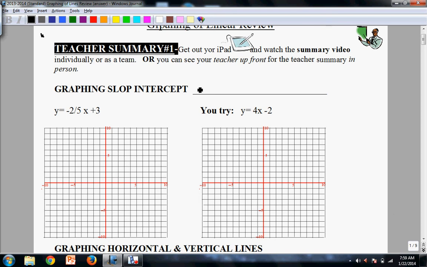Alrighty, so slope-intercept is what you guys find most common. Of course, it's y equals what? Out loud. mx plus b. B being, of course, the y-intercept, and m being the slope.